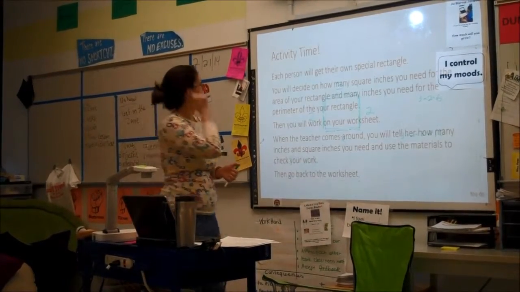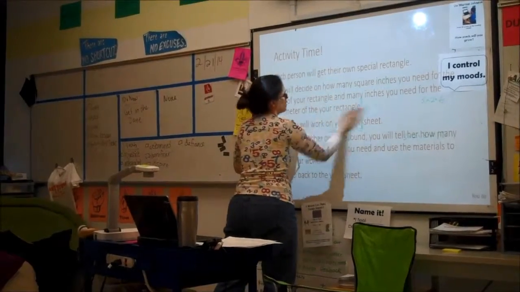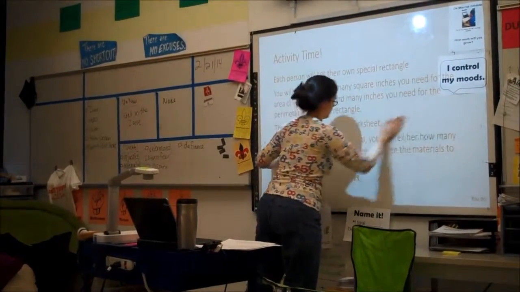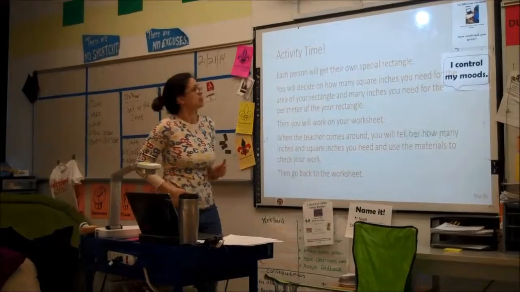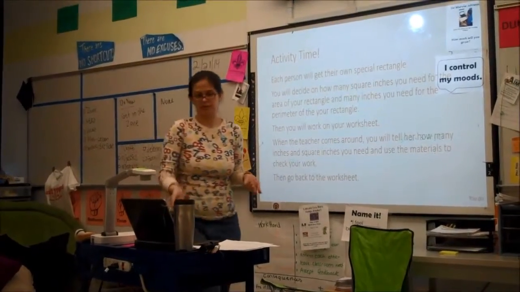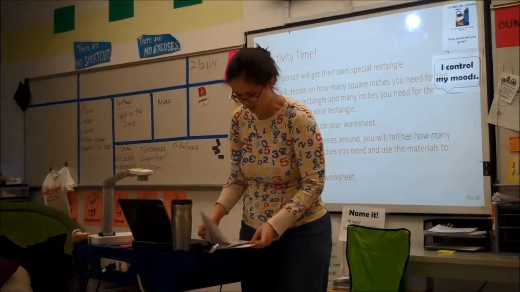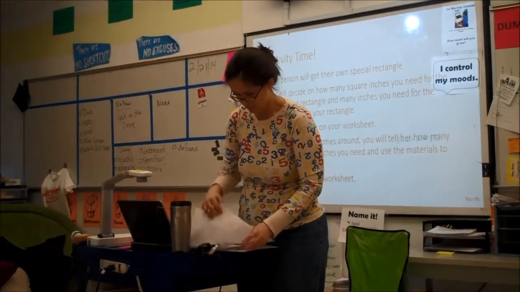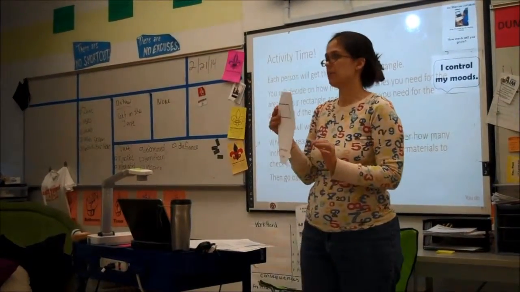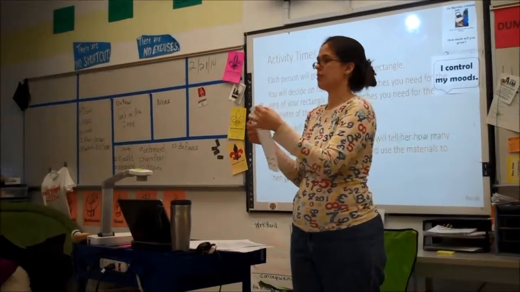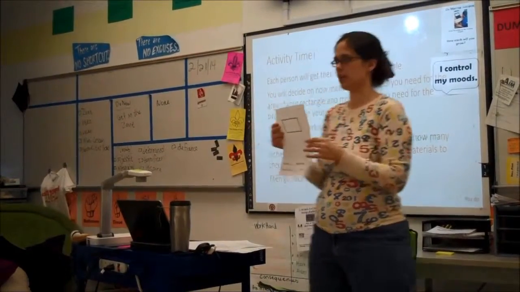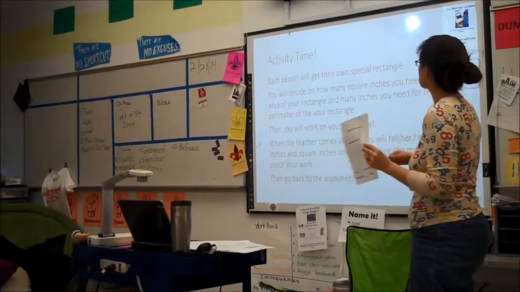Okay, so then activity time. This is what I was talking about. I'm going to explain it again for the video. Each person in the room is going to get their own special rectangle. They're not all the same. It says in the corner shape A, B, C, D, E, F, G, H, I, J, something like that. Some of them are letters.